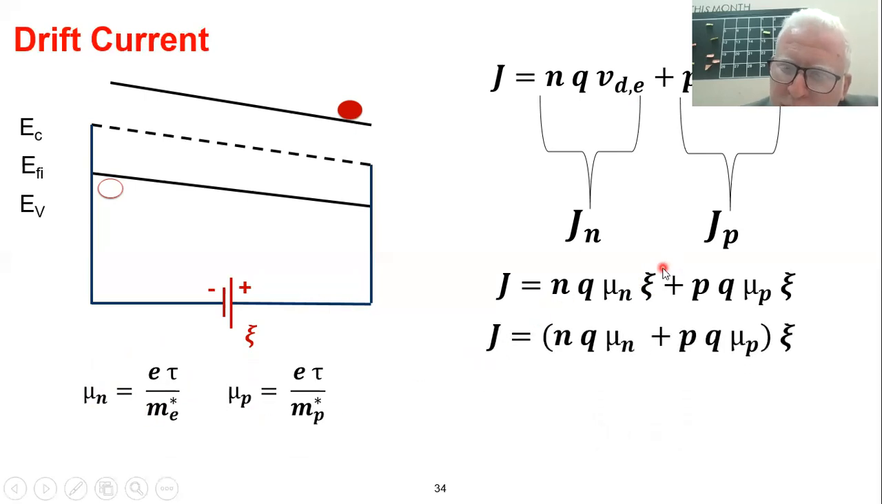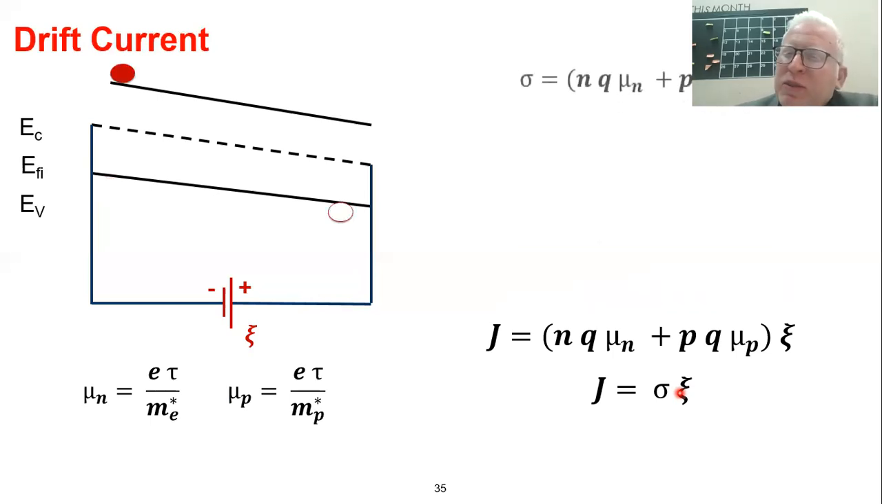We can take eta as a common factor, and we can sum up all these terms, I mean n q mu n plus p q mu p, in what's called sigma. Do you remember the first slide in this lecture? When we measure sigma in the lab, the conductivity, this is sigma, which is the mobility times the number of carriers times the q for electrons and holes. This is basically, my dear students, Ohm's law. J equals sigma E is typically V equals I times R. This is typically Ohm's law.